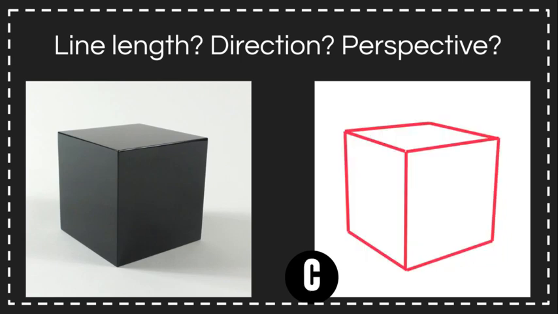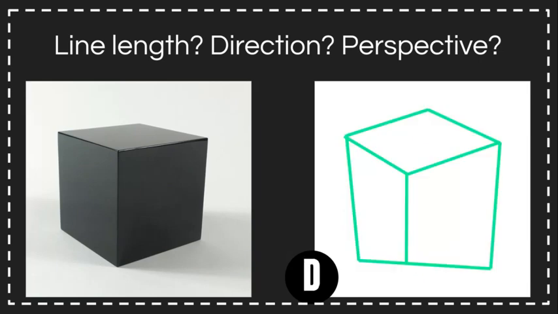Then we have letter C here. How is the line length in comparison to the original? Pretty accurate? I would agree. The direction of the lines, are they all matching up? The angles are about the same angle. The lines are vertical where they need to be. Yeah, I would say so. And perspective, it looks like I see a bit of the top and then it's pretty close to being balanced, seeing the left and the right side of the cube. I would also say that my drawing matches. So this one may be the one that we're looking for.